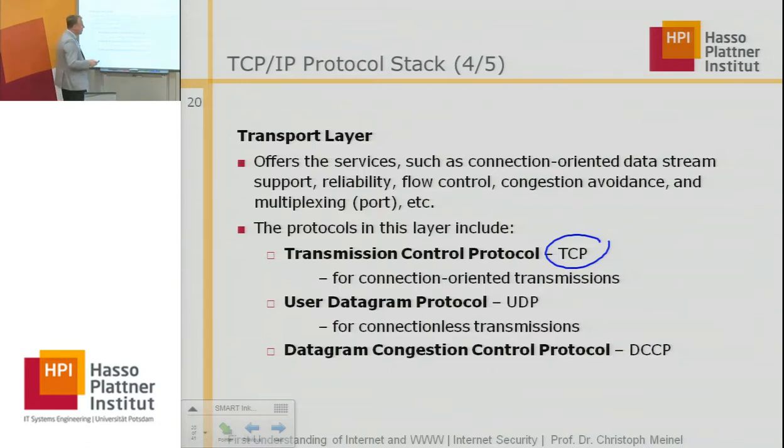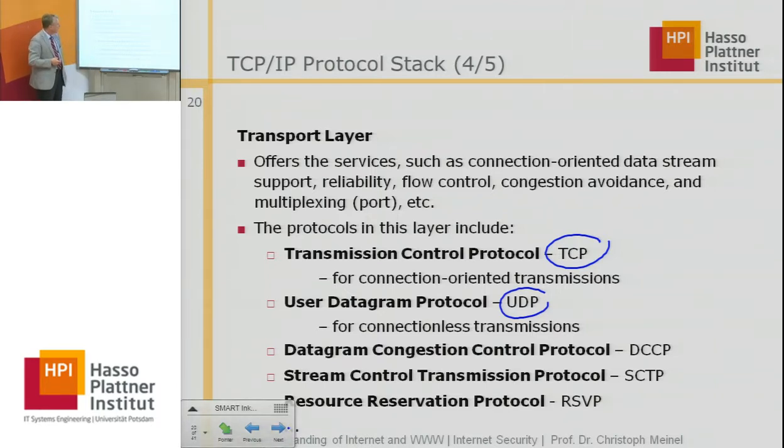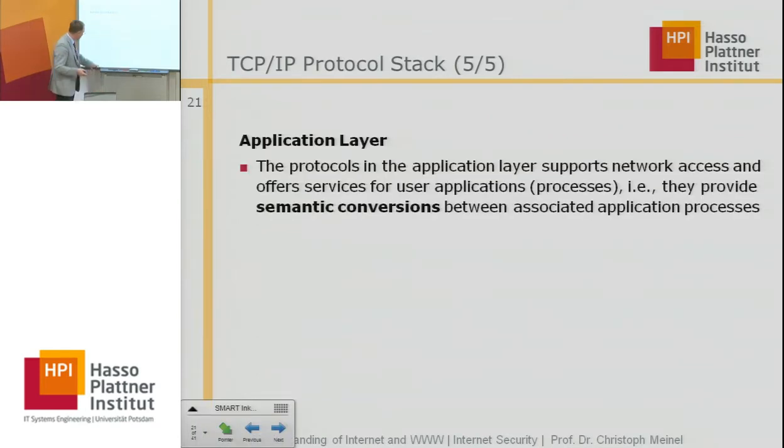There is a much simpler UDP protocol for a connectionless transmission, also without any guarantees. And then there are more protocols like the Datagram Congestion Control Protocol, the Stream Control Transmission Protocol, or the Resource Reservation Protocol that are needed to guarantee, to organize the flow control, to avoid congestion, multiplexing, and others. And then on top, there is a final application layer.